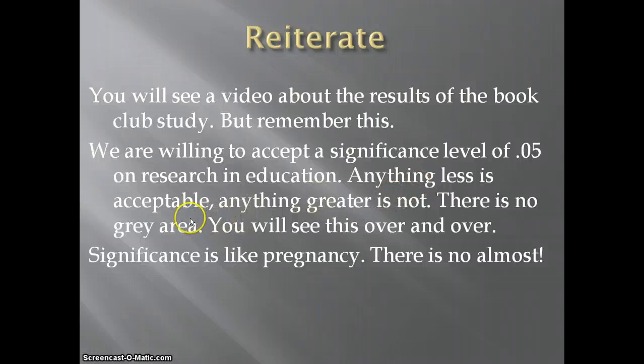There is no gray area with significance. It's either a difference or it's not, and you'll see this over and over. Significance is like pregnancy. There is no almost. Either it is a significant difference, either it's less than 0.05, or it's not, period. That wraps up the part about hypothesis testing, and we'll move on to the next part.